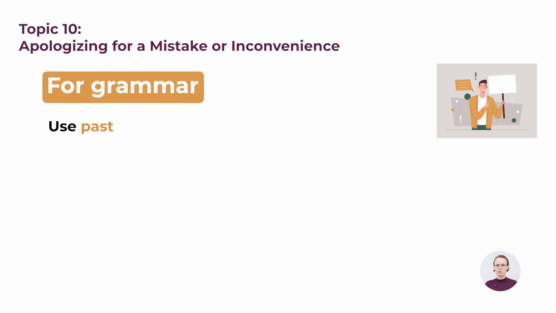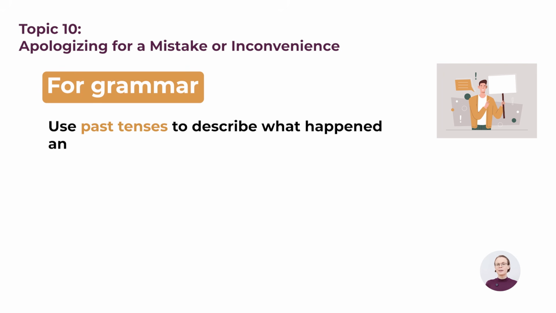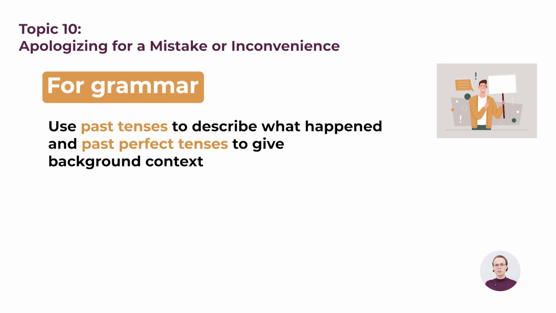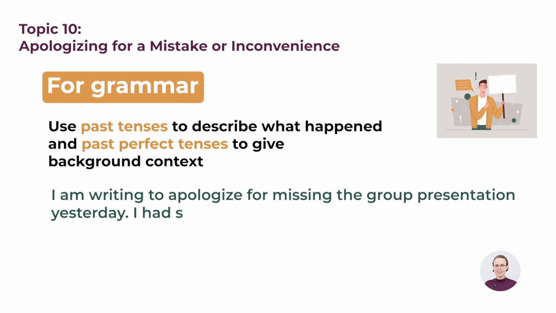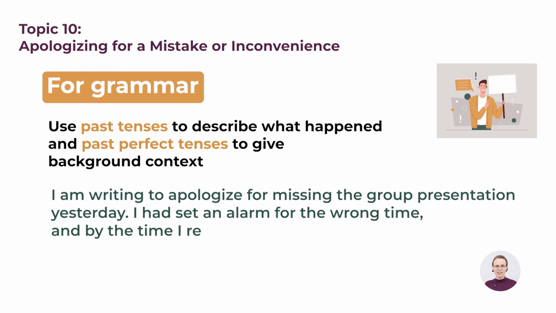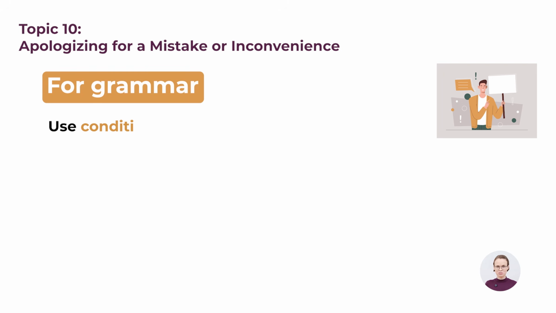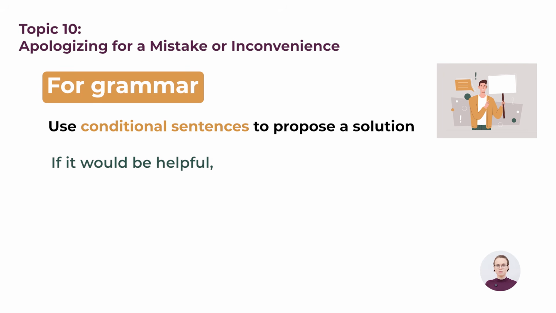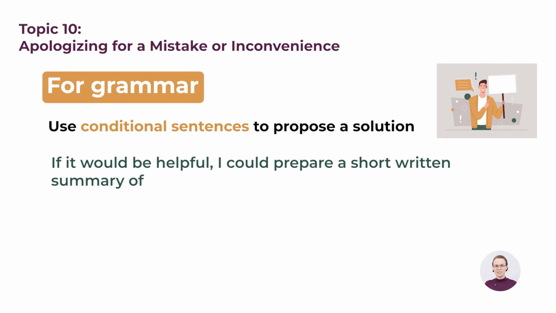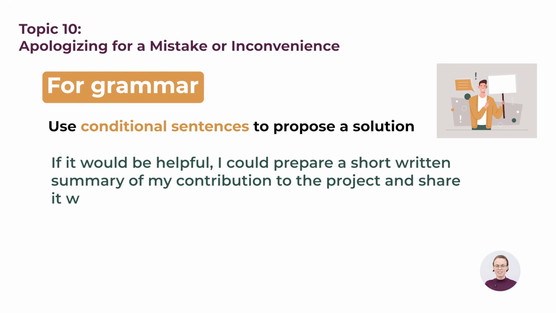For grammar, use past tenses to describe what happened and past perfect tenses to give background context. For example, you can write, I am writing to apologize for missing the group presentation yesterday. I had set an alarm for the wrong time, and by the time I realized my mistake, the session had already ended. You can also use conditional sentences to propose a solution. For example, if it would be helpful, I could prepare a short written summary of my contribution to the project and share it with the professor directly. Take ownership clearly and offer a concrete solution.